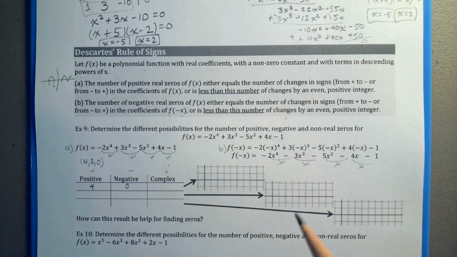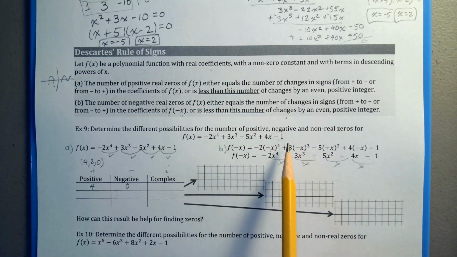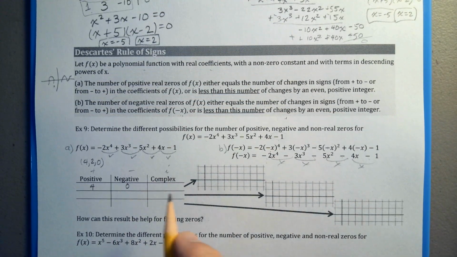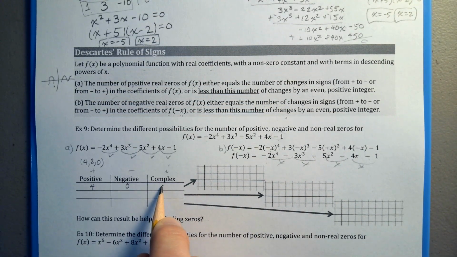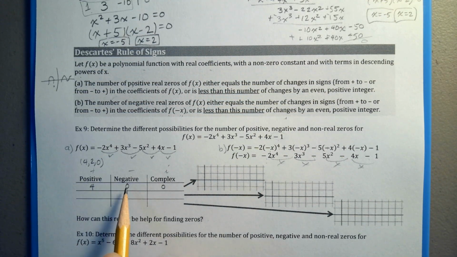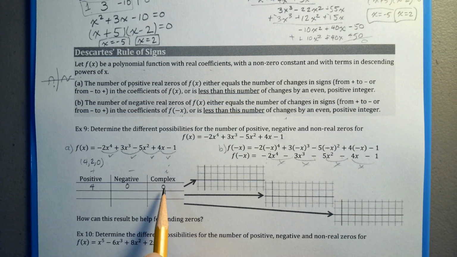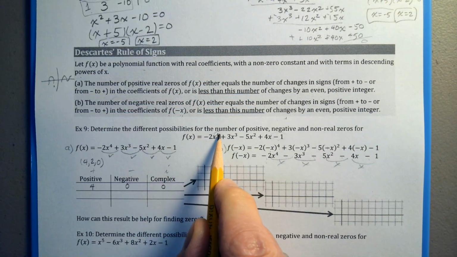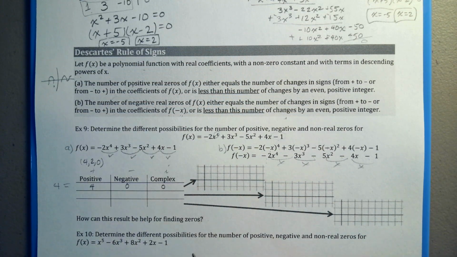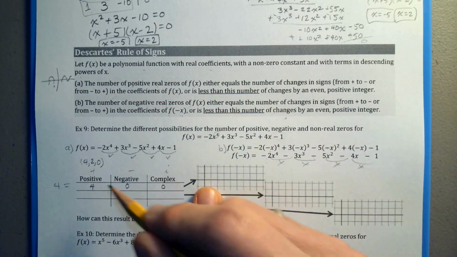So that means if I was trying to find the zeros of this function, I wouldn't be doing trial and error. I wouldn't be putting in any negative numbers. Okay. And then the number of complex in this case is 0. So if there are 4 positive, there are no negatives, there are also no complex. We know the total sum has got to be 4, so the sum of each row has got to be equal to 4.